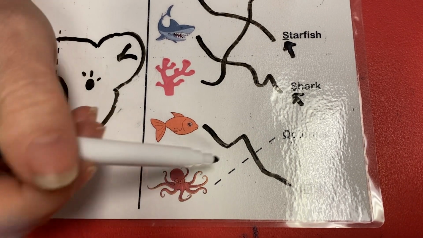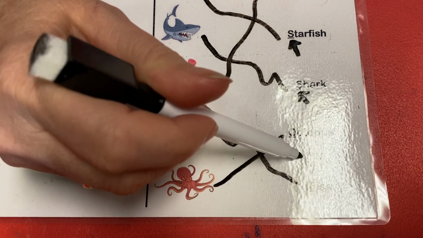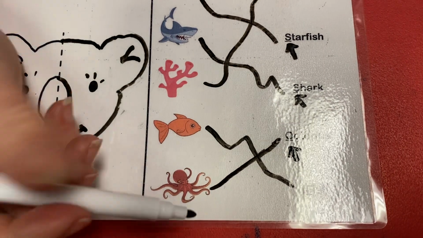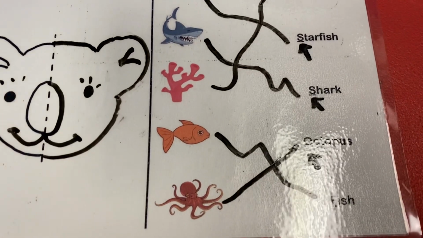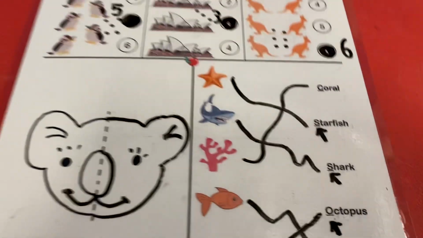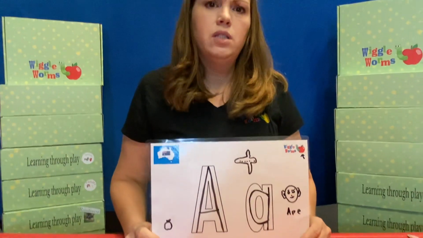All right. And then we have our octopus. Right there. Starts with the letter O. How many legs does an octopus have, Miss Rachel? An octopus has 8 legs. 8 legs. Do you want to go and see those?